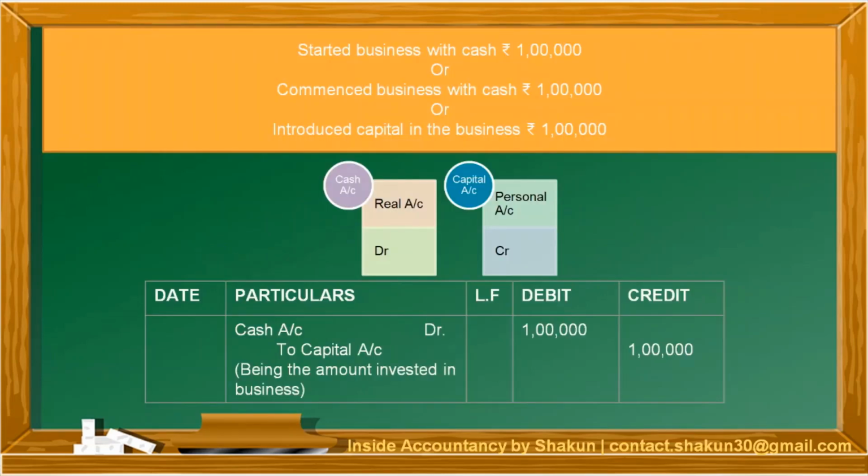The first transaction that I've taken is started business with cash, or commenced business with cash, or introduced capital in the business. Now all these transactions are basically the same. The same thing has been written in 3 different ways. The treatment again would be same for all these 3 transactions.